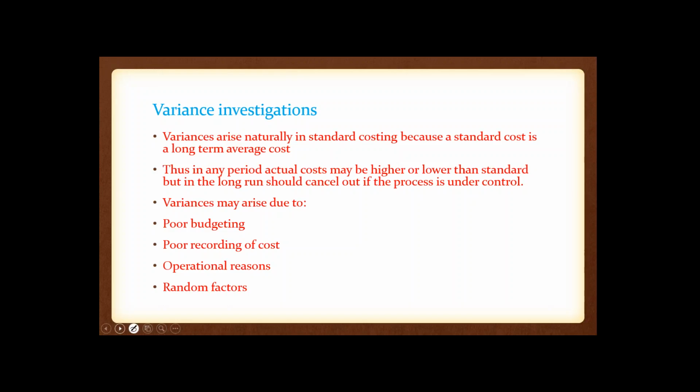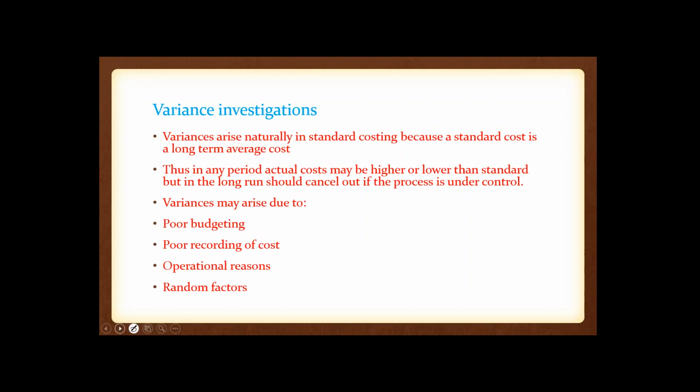So you must identify the reason for the variance. If it is poor budgeting, what have you got to do? You must correct the budget. If it is poor recording of cost, we must correct the recording. If it is an operational reason, we must investigate and see why. What is the problem? Then we must try and take corrective action. If it is random factors, we have to see how to avoid it in the future.